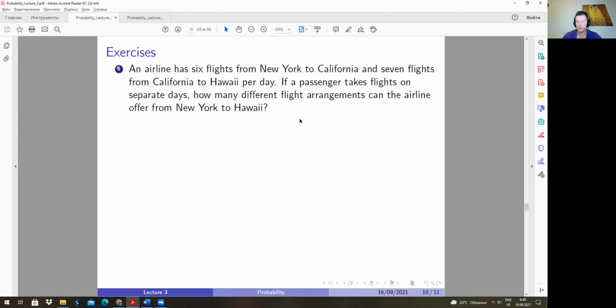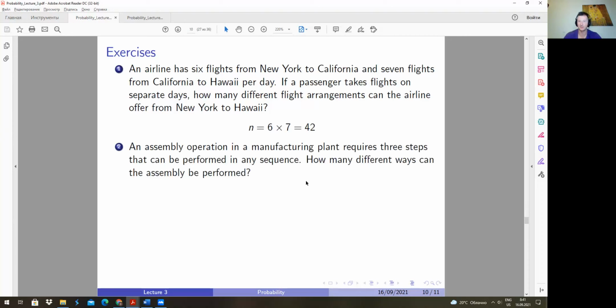Yeah, so this is just to warm up. You have 6 flights in one segment, 7 flights in the other segment. This information, if a passenger takes flights on separate days, just tells you that you can combine any of 6 flights from the first segment with any of 7 flights from the second segment, right? Because they don't coincide, just to give some sense of real life. And yes, the total number is 6 times 7, which is 42. Just simple application of multiplication principle. So the next.